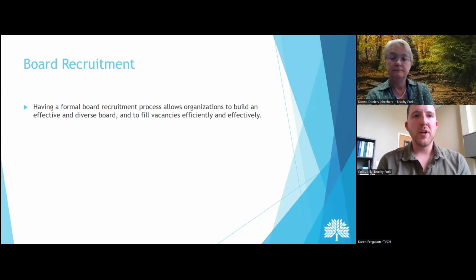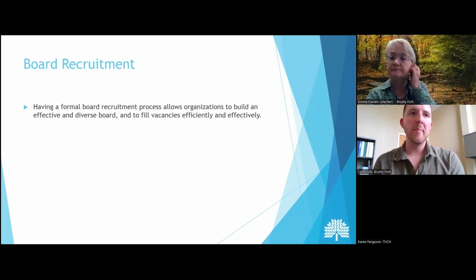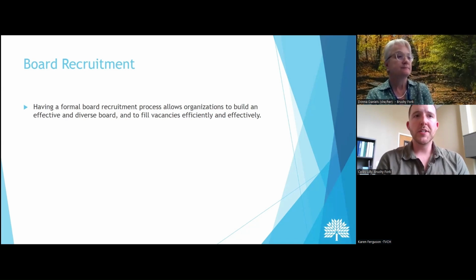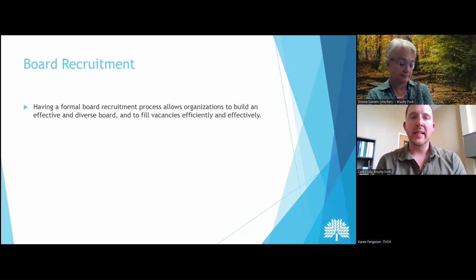Also, formalized search strategies such as job board posting like LinkedIn, or tapping a board search firm or matching program. And if bylaws allow non-board members to serve on committees, invite prospects to serve on committees to identify future board members. Strategic board recruitment isn't about speed and ease. It really is about investing the time to get it right through an intentional process.